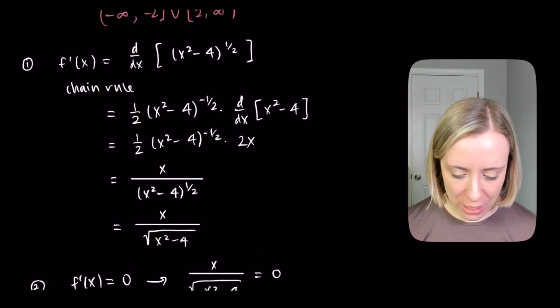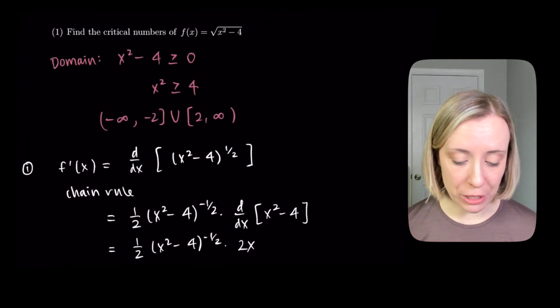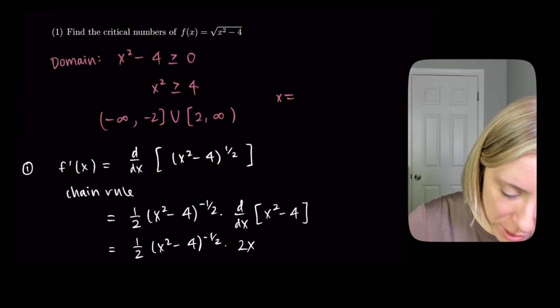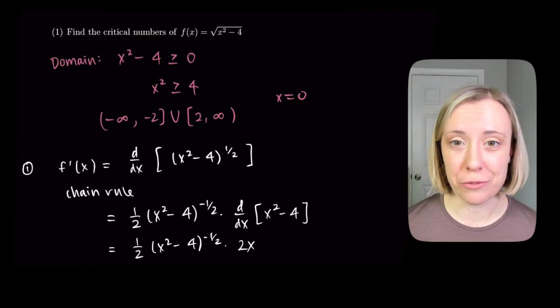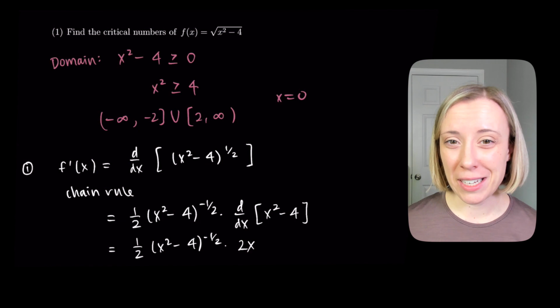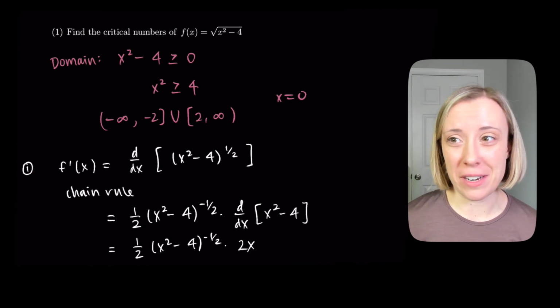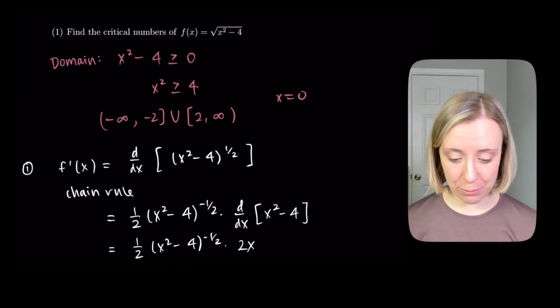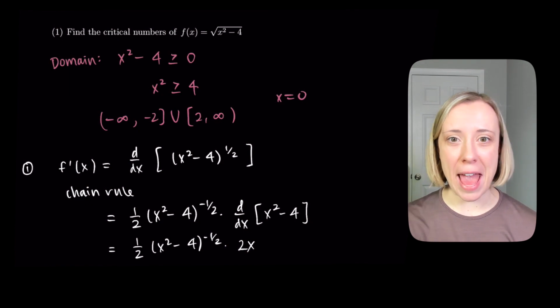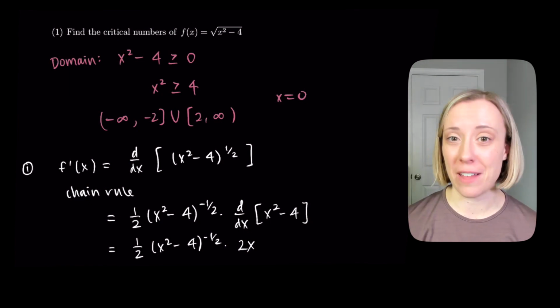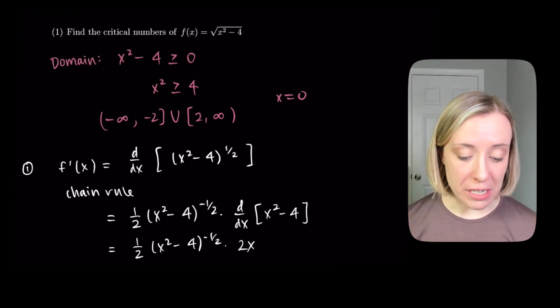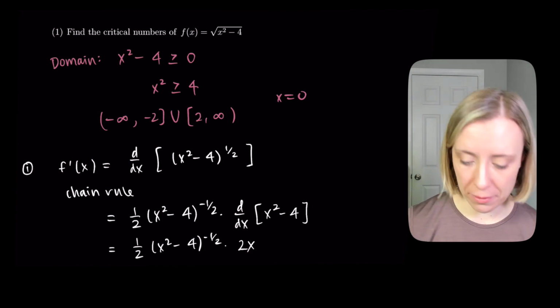So if we look at that x equals 0, and we go back to the original function, x equals 0 is not in the domain of the original function. So if we were to graph it, this 0 doesn't even have a point on the graph. It's not an asymptote either. It's just kind of like an empty space in the graph because it's not in the domain. So we're actually not going to include this as a critical number.